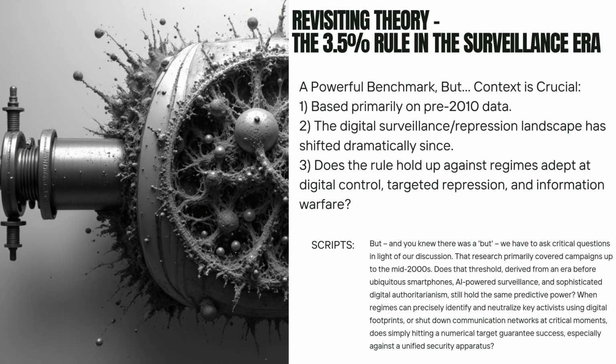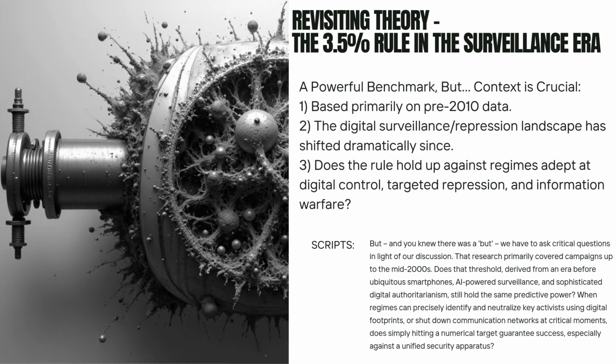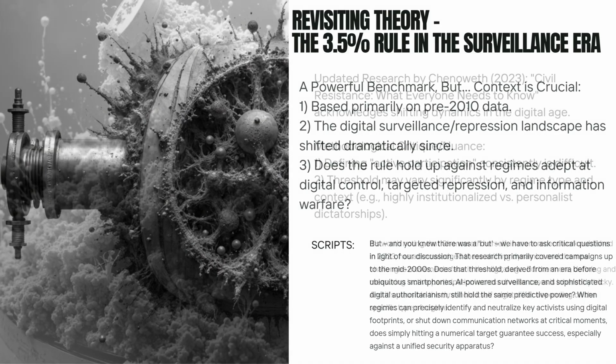We have to ask critical questions in light of our discussion. That research primarily covered campaigns up to the mid-2000s. Does that threshold, derived from an era before ubiquitous smartphones, AI-powered surveillance, and sophisticated digital authoritarianism, still hold the same predictive power? When regimes can precisely identify and neutralize key activists using digital footprints, or shut down communication networks at critical moments, does simply hitting a numerical target guarantee success, especially against a unified security apparatus?